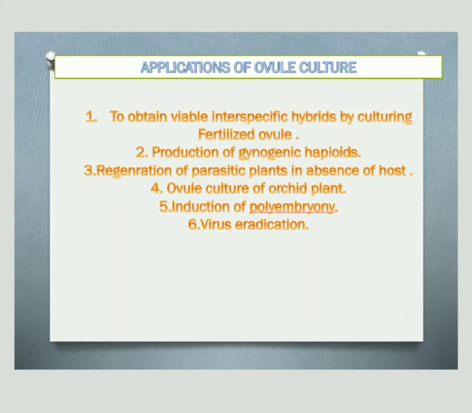Then the applications of ovule culture. First, to obtain viable interspecific hybrids by culturing fertilized ovules. Viable interspecific hybrid means a cross between two plant species of two different breeds. Then production of gynogenic haploids, which are the result we get from the ovule culture. Then regeneration of a parasitic plant in the absence of the host.